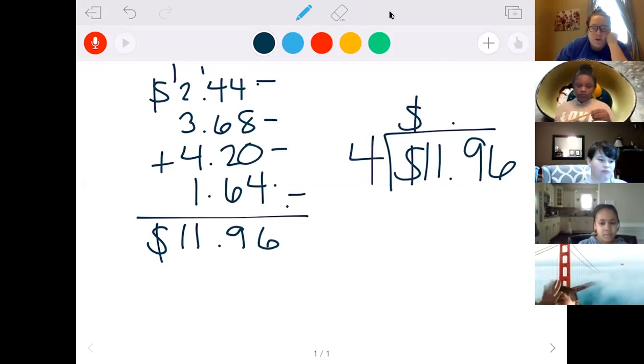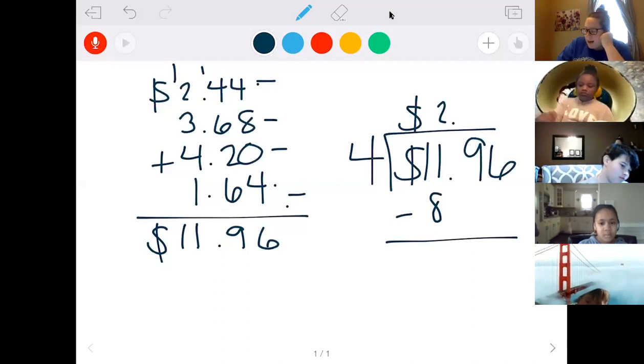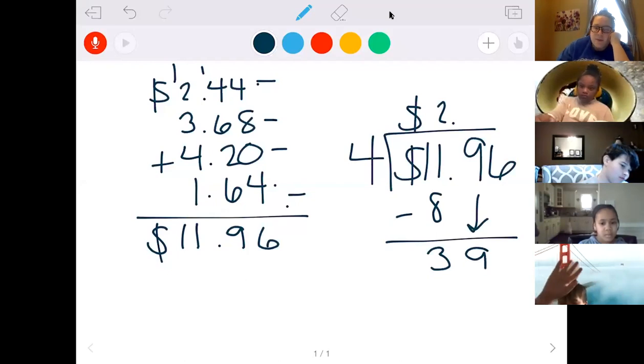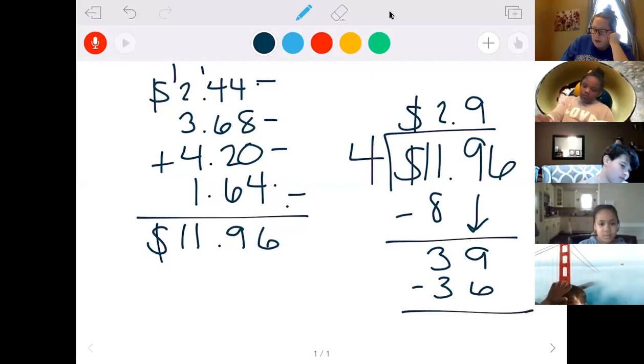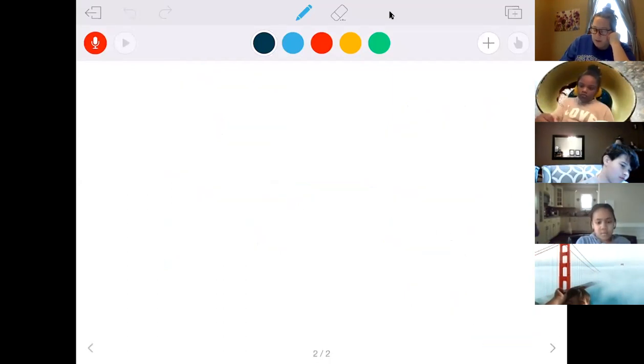So then we just divide like normal. 4 goes into 11 2 times. 4 times 2 is 8. When we subtract that, we get 3. And we bring down the 9. I know that 4 times 10 is 40, and that's going to be too high, so we're going to have to go 4 times 9 is 36. 9 minus 6 is 3. Bring down the 6, and we just did that, so we know it goes in 9 more times. And when we subtract that, we get 0, and I just erased that.